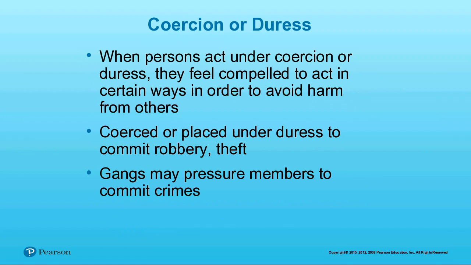Then there's coercion and duress. That's where the person says, I did it, but only because I was in fear for my life or from someone else. For example, if someone drives to a bank manager's house, kidnaps him, takes him to the bank, and makes him go into the vault and take all the money out and give it to the bank robber, the bank manager would not be guilty because he was acting under duress. Yes, he did the crime, but he didn't have the guilty mind. He was lacking the mens rea. This can also be used where gang members pressure other members to commit crimes.